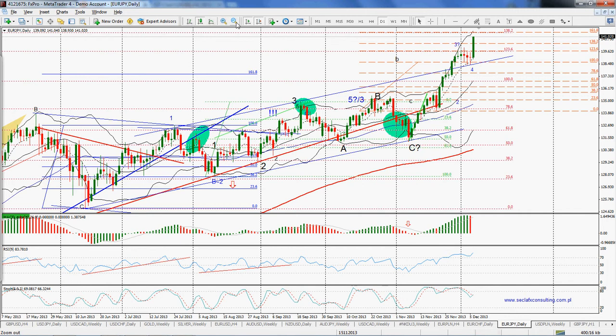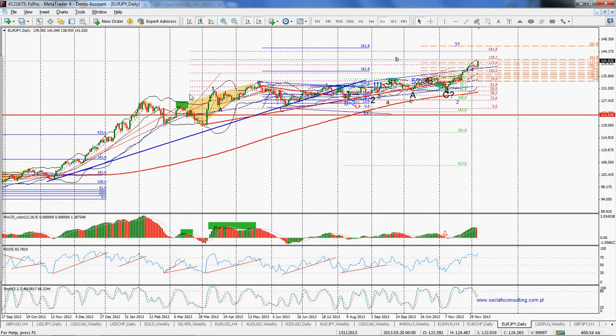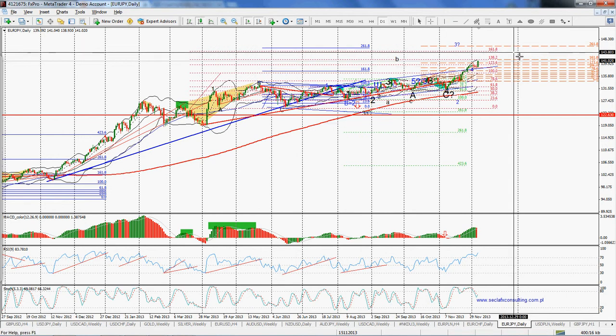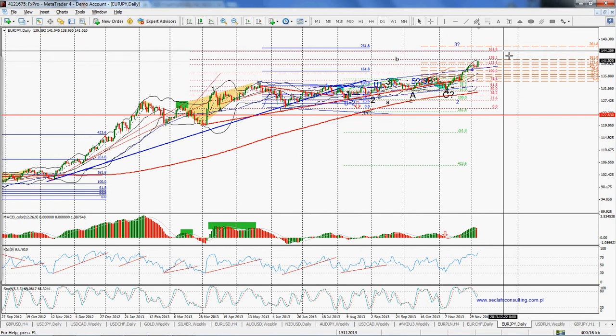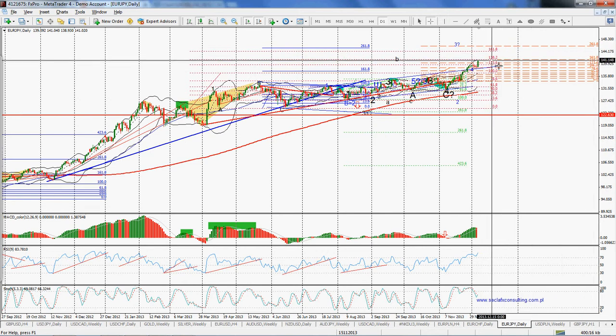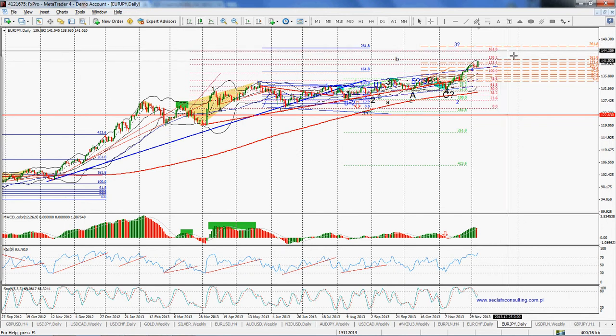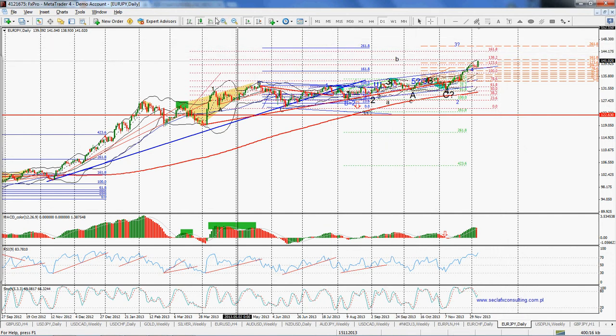But what is more important, I think, there is something more. There is a 1, ABC. So 1, 2, and this whole movement here is most probably a 3, a more complicated 3. To get this 3, there is a level of 161.8, and I guess the market is heading to that level. So we may have some reaction to this level, but this could be only a correction and then a next move to this level, 144.18. So you should be aware of it as well.